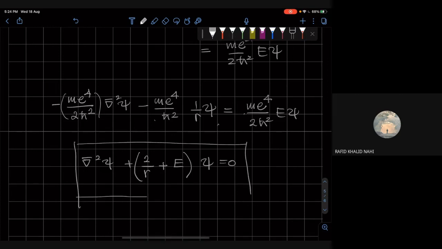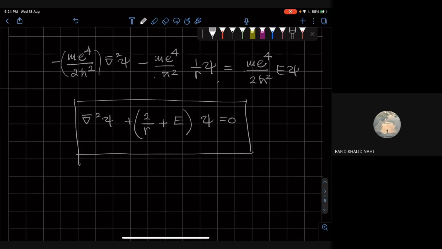Looks very nice, doesn't it? Looks very simple. So effectively, we are taking a set of units where h bar is set to 1, the electric charge squared is set to 2, and the mass, the reduced mass, is set to half. Okay?